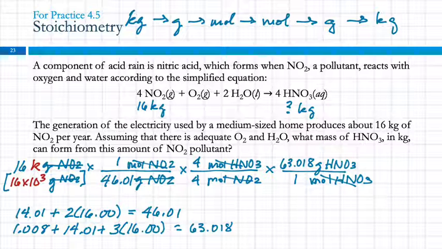So if I do the 16 divided by 46.01 times 4 divided by 4 times 63.018 equals, and 2 sig figs, 21.91 grams, and I didn't cancel out the kilos, so that's still there. 2 sig figs, that would round to 22 kilograms.